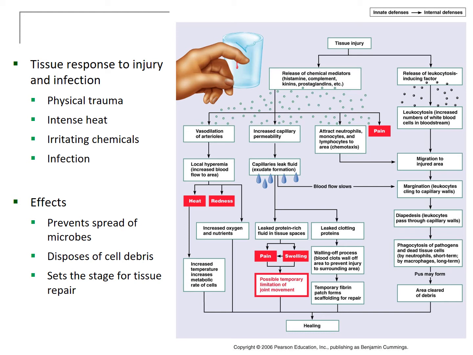Okay, so now we're going to take a look at how tissues actually respond to injury and infection. So the injury can be caused by physical trauma, by intense heat, by irritating chemicals. And there are always going to be pathogens out there that are looking to take advantage of any injury that you have.